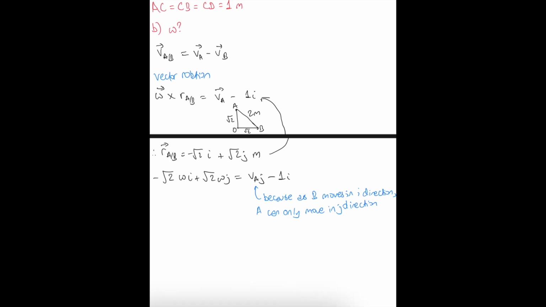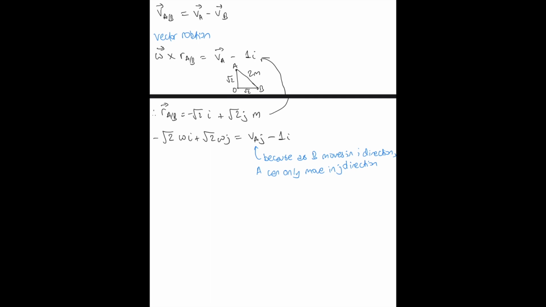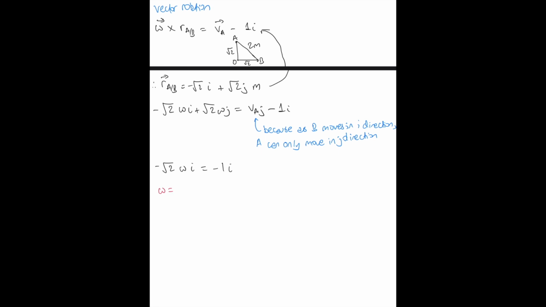So now that we've established that, we can collect the like terms of I and J. So we know that the negative square root of 2 omega I is going to be equal to negative 1I, which means that the angular velocity is going to be equal to 0.707 radians per second, counterclockwise.